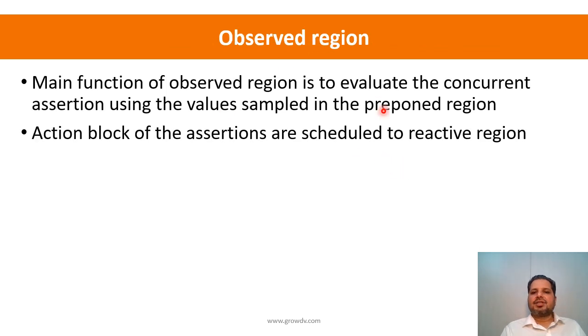The observed region is a new region that was added for SystemVerilog, and its main function is to evaluate the concurrent assertions. You can imagine that assertions are important because a region has been allocated for them. The values are sampled in the preponed region and evaluated in the observed region, and the action block of the assertion executes in the reactive region. This is an important detail. Of course, we will refresh this a little in the context of assertions, but just remember this.